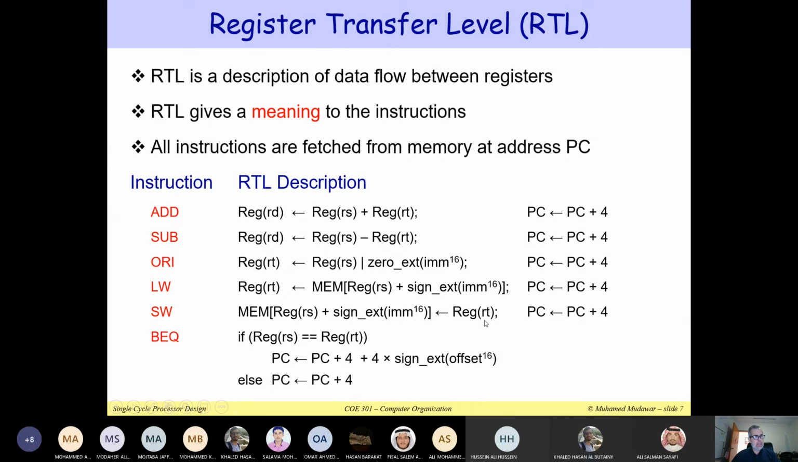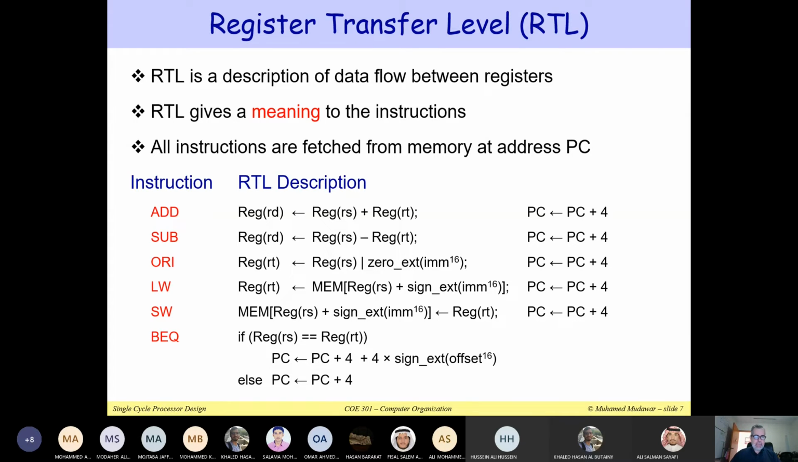So what we have to do is read the value of register RT, and its value will be written in memory. In the case of a branch, we have to read two registers, RS and RT. We have to compare them for equality.